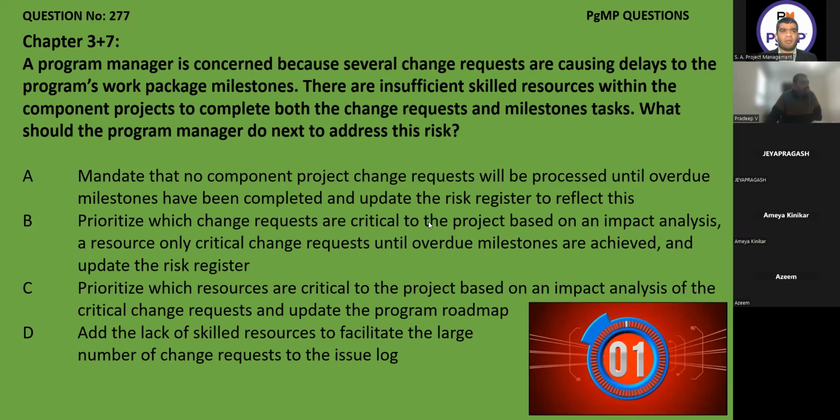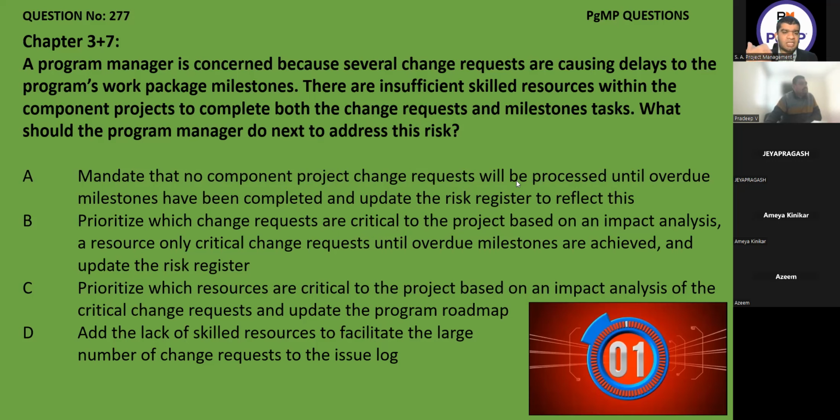What should the program manager do next to address the risk? So there is a topic of risk we should consider. The program manager is concerned because several change requests are causing delays to the program's work package milestones. There are insufficient skilled resources within the component projects to complete both the change requests and milestone tasks. What should the program manager do? A, mandate that no component project change requests will be processed until overdue milestones have been completed, and update the risk register to reflect this. The second part is correct, but I cannot stop the program change requests from being processed.